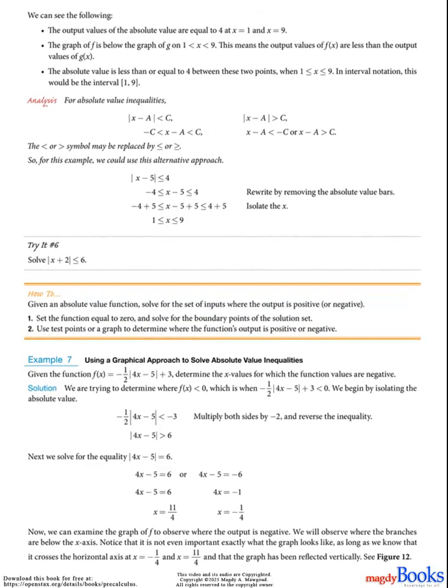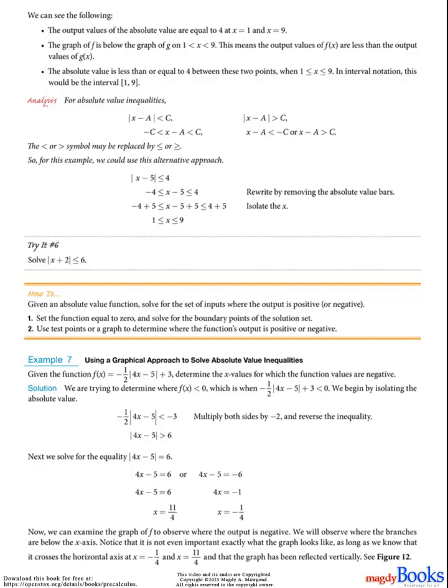We can see the following. 1. The output values of the absolute value are equal to 4 at x equals 1 and x equals 9. 2. The graph of f is below the graph of g on 1 < x < 9. This means the output values of f(x) are less than the output values of g(x).